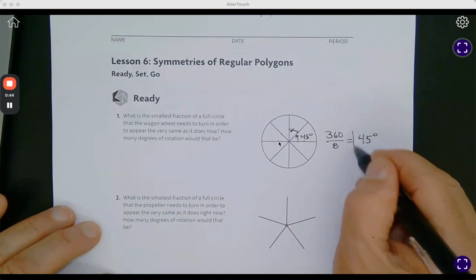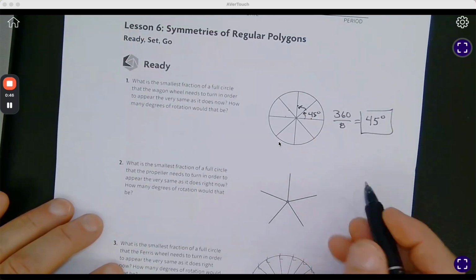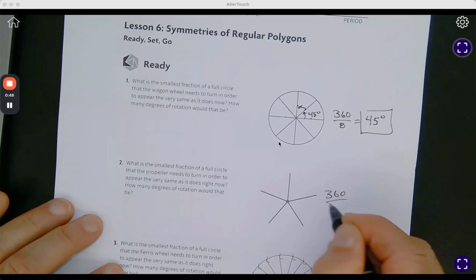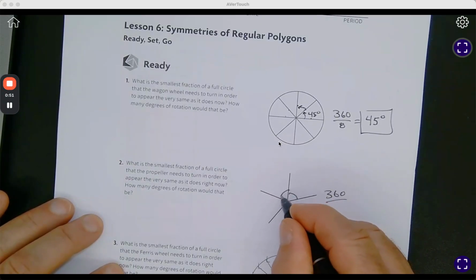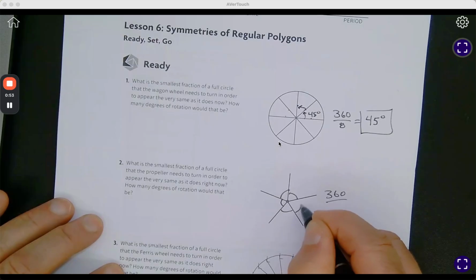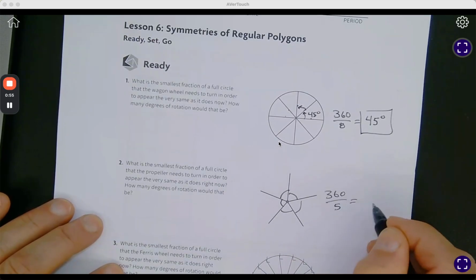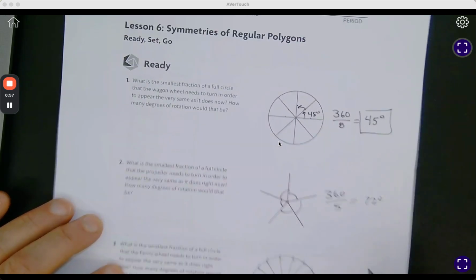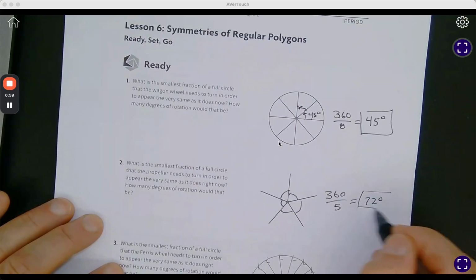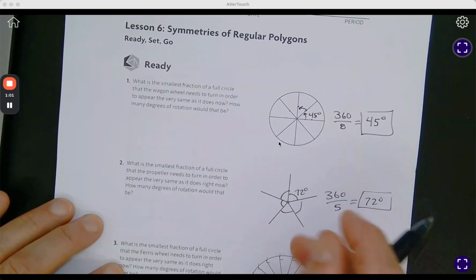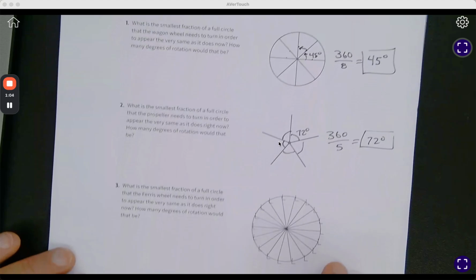So 45 degrees. Notice this has 5 regions. So take 360, and they're equal. The key is that they are equal angle measures. That's important. And that's going to give me 72 degrees. So that means if I rotate this 72 degrees, it'll appear to be the exact same as it is now.